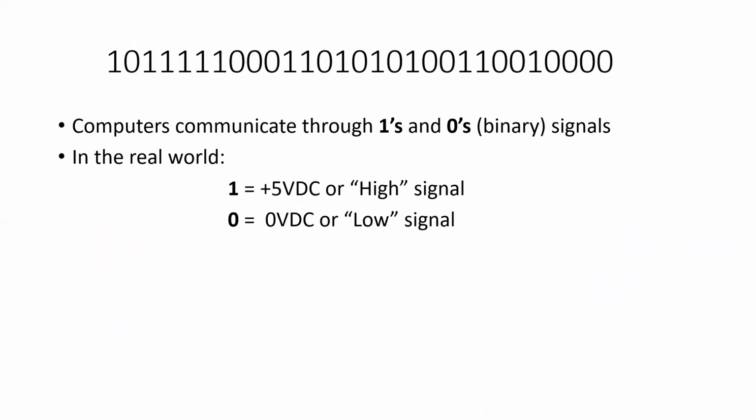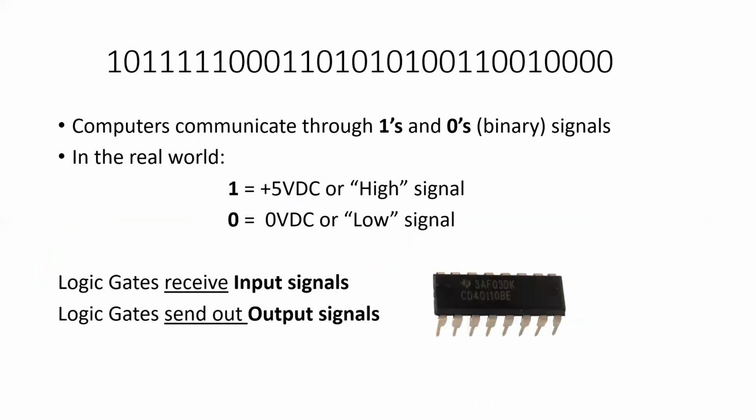Now, computers communicate through ones and zeros, which is binary. And these signals in the real world are represented by plus 5 volts, a high signal, or 0 volts, which would be a low signal. Now, in reality, will they be perfect 5 volts and perfect 0 volts? Definitely not. But this is the general premise we're working on. A logic gate can receive input signals and then, based on its orientation and how the control design has been set up, it will send out output signals.